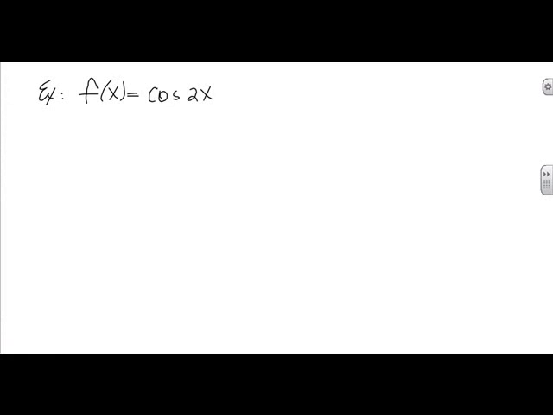Alright, we have the function f of x equals cosine of 2x, and our directions to begin with are to write the first four non-zero terms of the Maclaurin series for f of x. So that's the Taylor series centered at x equals 0.